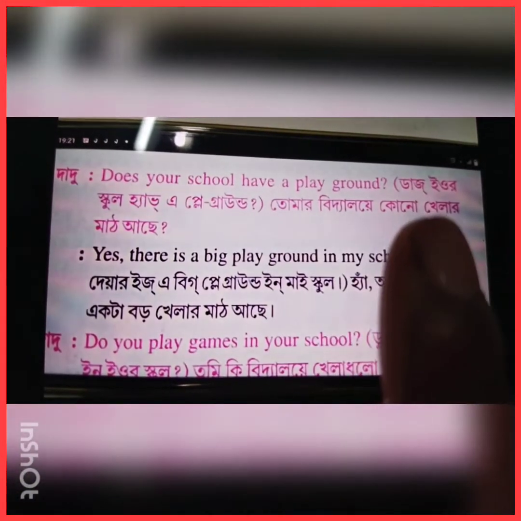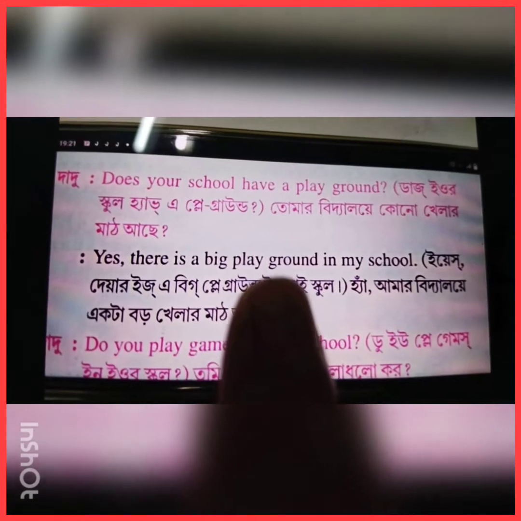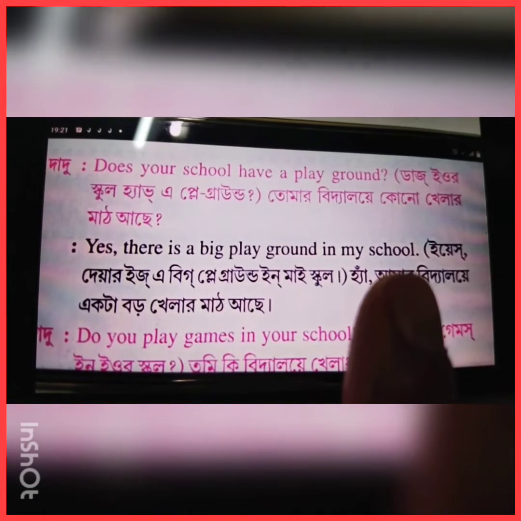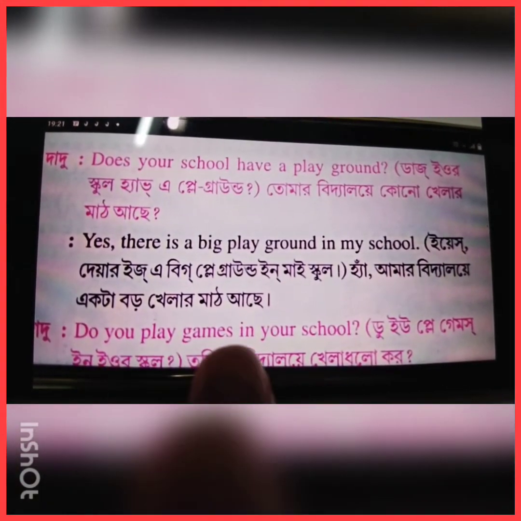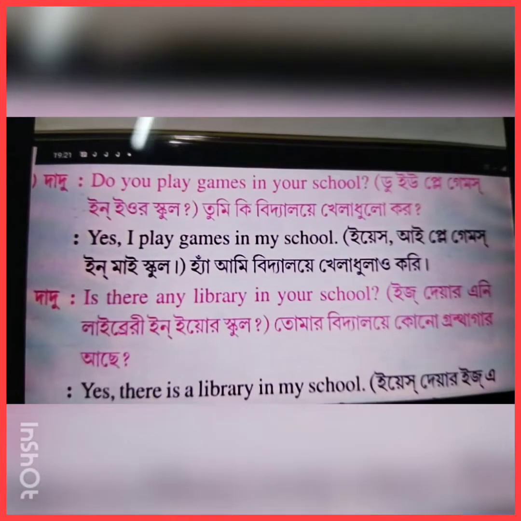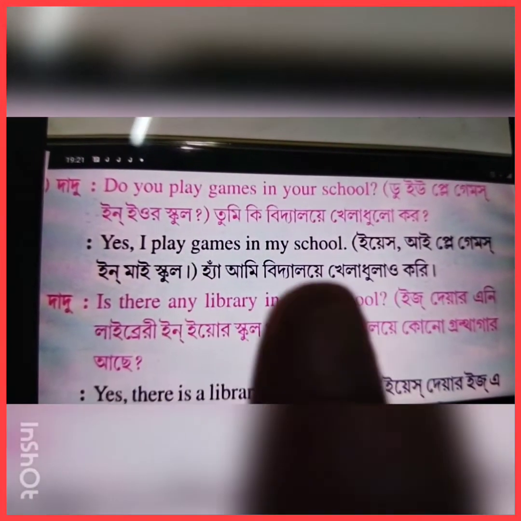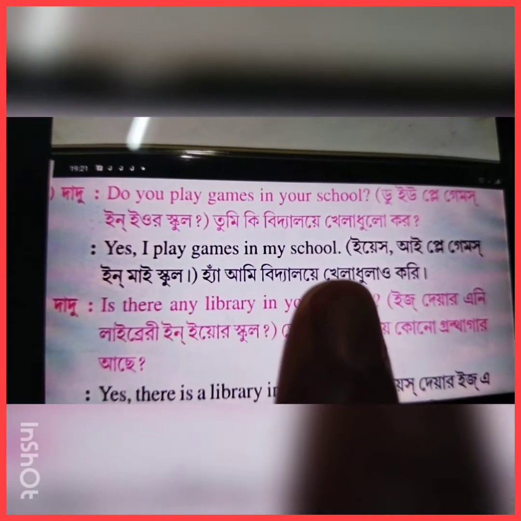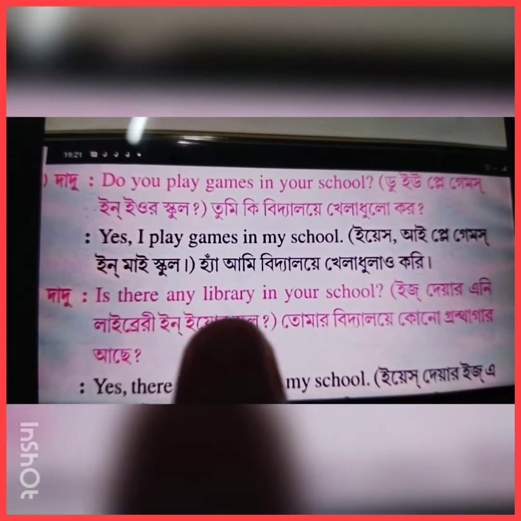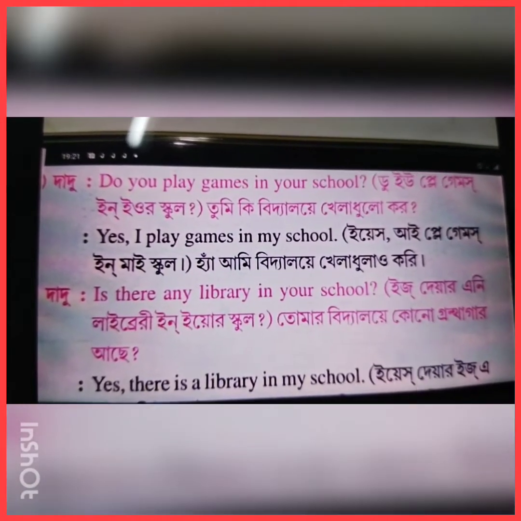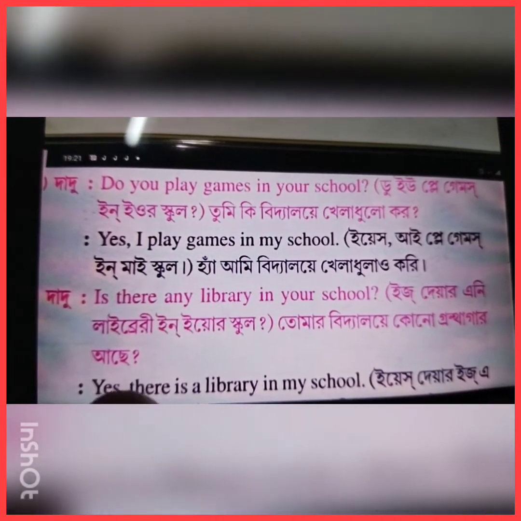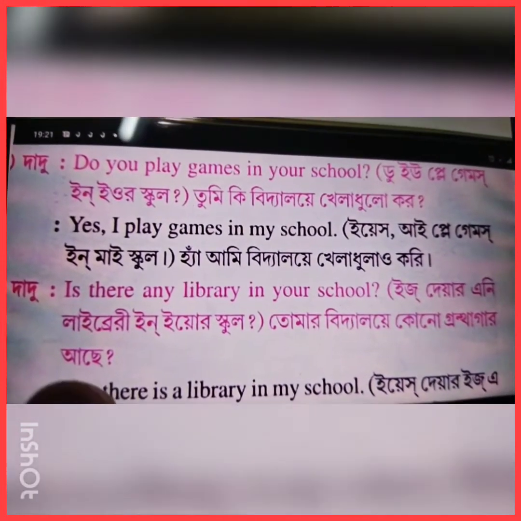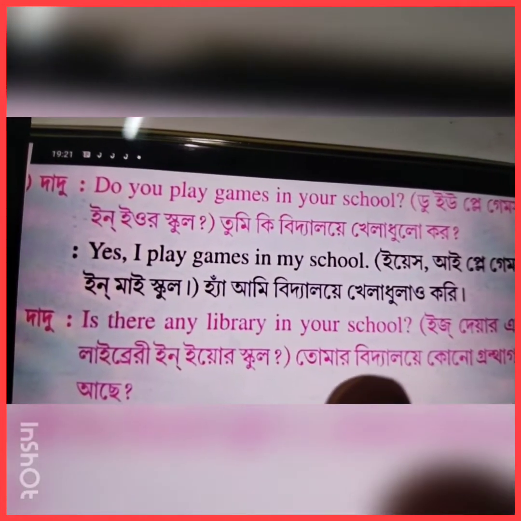Does your school have a playground? If you have, then you can say yes, there is a big playground in my school. Okay. Next, do you play games in your school? Yes, I play games in my school. You can say yes, I play games in my school. Okay. Is there any library in your school? No. We have no library in our school. So you can say no, there is no library in our school.